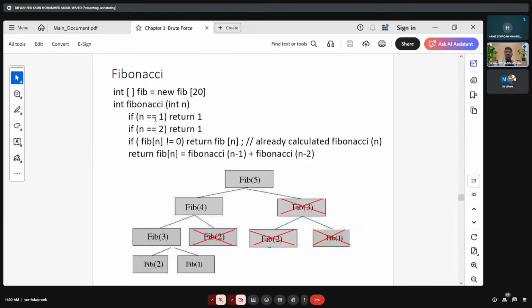Last time we said if n equals 0, we have 0. If n equals 1, we have 1. Otherwise, we call Fibonacci n minus 1 plus Fibonacci n minus 2. But here, no, we have if n is not equal to 0, return fib n. So here we have already calculated Fibonacci n. That's why we can use this algorithm as dynamic programming to overcome this problem of Fibonacci recalculating.